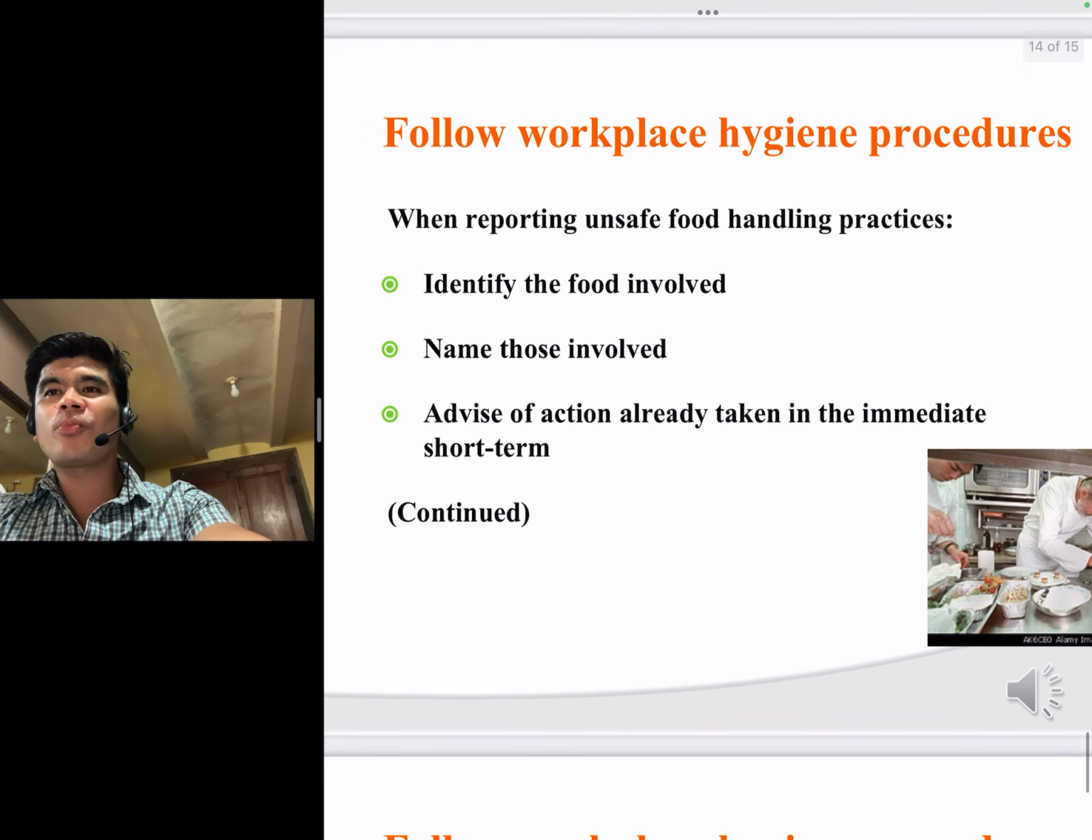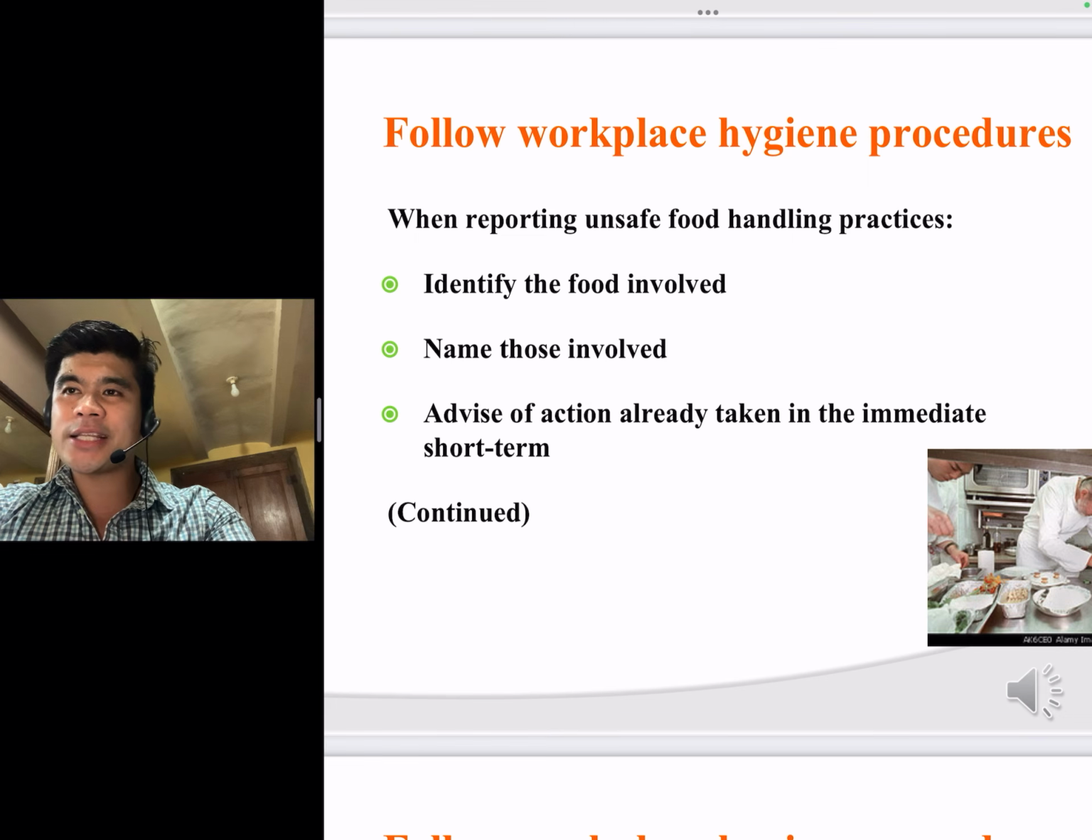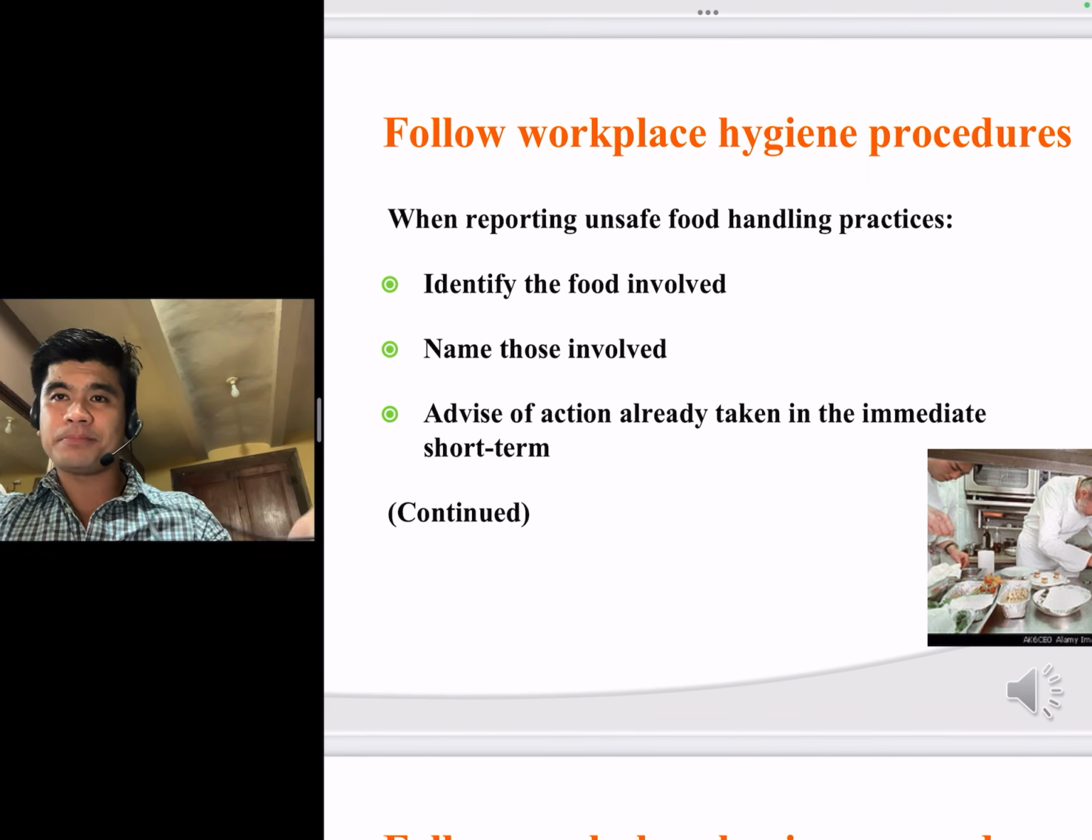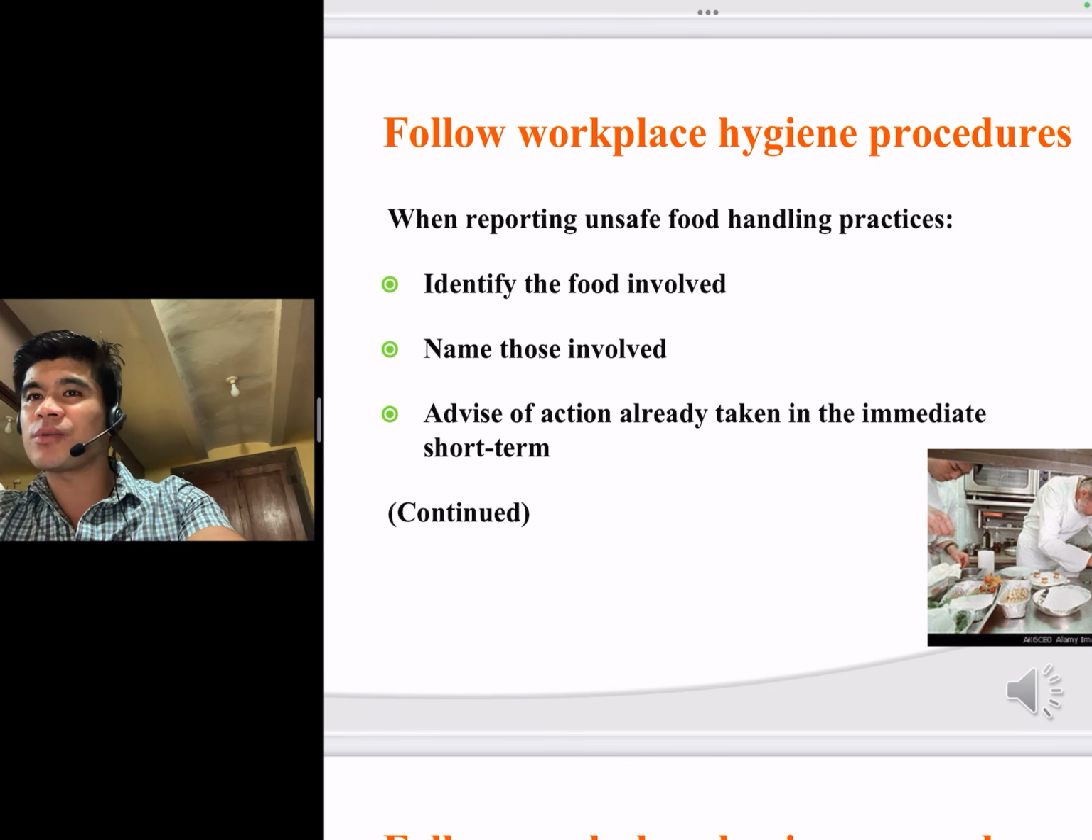Okay, next, when reporting unsafe food handling practices, identify the food involved. So whenever you have witnessed a problem in the dining room or in the kitchen department, these are the things that you have to do. Identify the food involved. If that is penne all'arrabbiata, pasta in tomato sauce, write it down. Penne all'arrabbiata was served by Juan and Pedro. So you have the information.